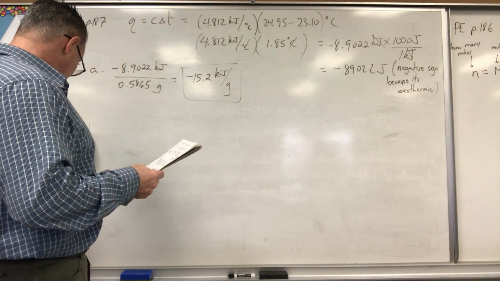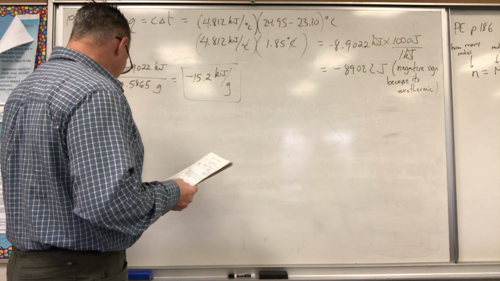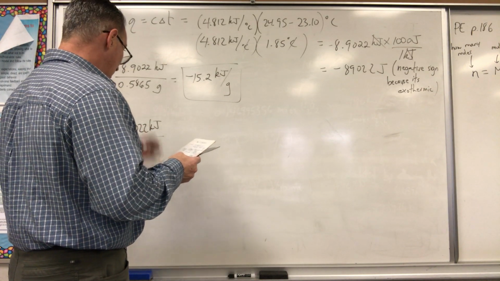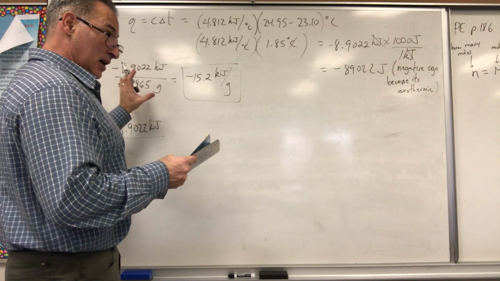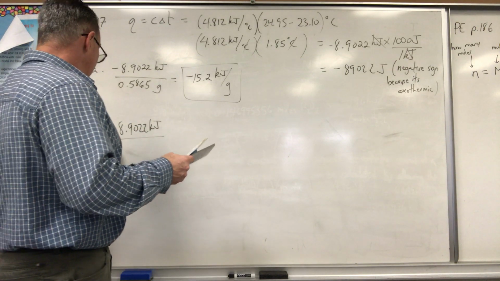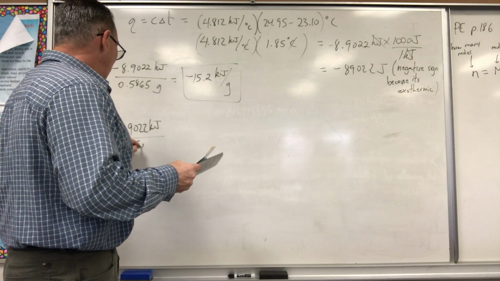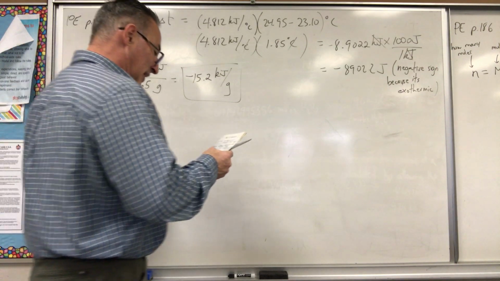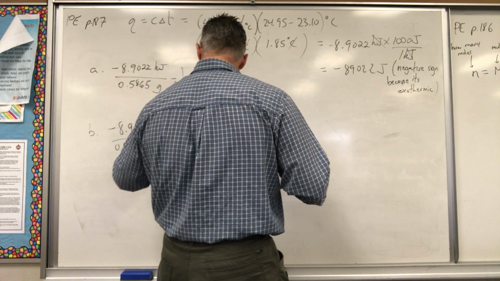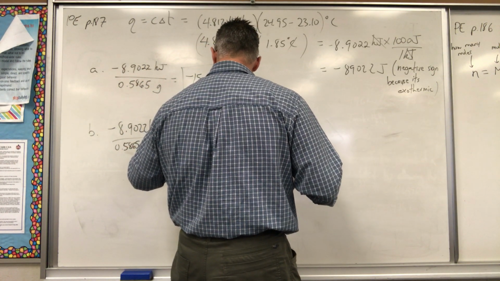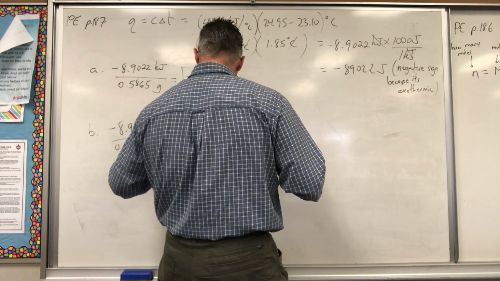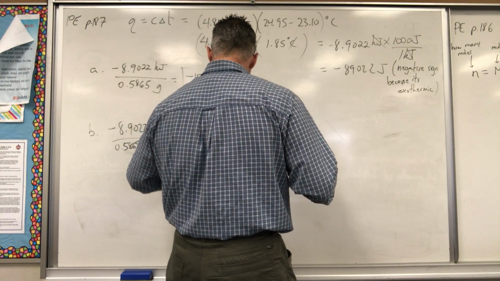Part B. Same amount of energy, 8.9022 kilojoules, divided by the number of moles of lactic acid. So we have to find out the molar mass of lactic acid, how many grams of lactic acid we have, divide those two, and we get the moles. So we're going to say 0.5865 grams of lactic acid, divided by the molar mass of lactic acid, which has 3 carbons in it, weighing 12.011. It's got 6 hydrogens weighing 1.00794. And it's got 3 oxygens weighing 15.394 grams per mole.